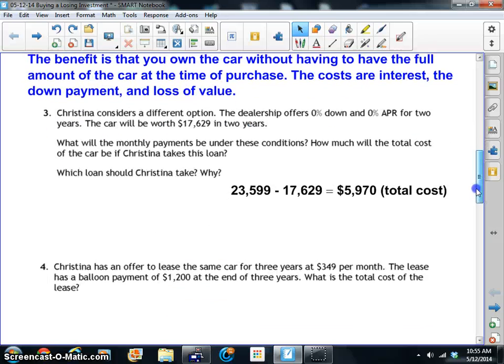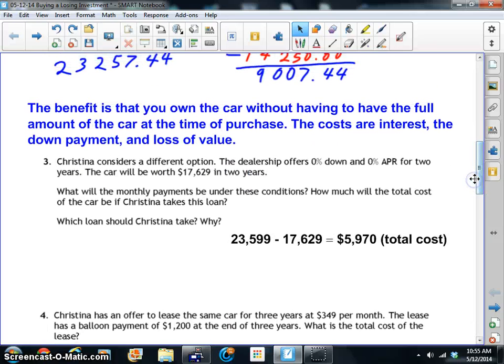All right, so we have a couple of other things to look at. We have another option. The dealership offers 0% APR for 2 years. The car will be worth $17,623. What will the monthly payments be under this condition? Monthly payments are real easy to do in this condition. We have to take that $23,599 and divide it.